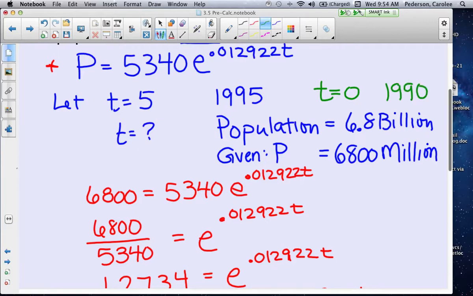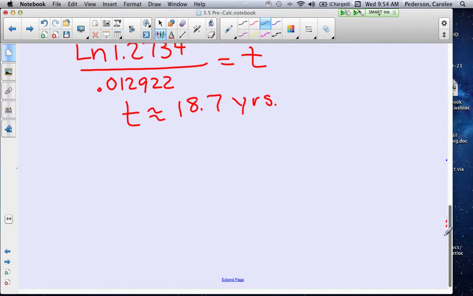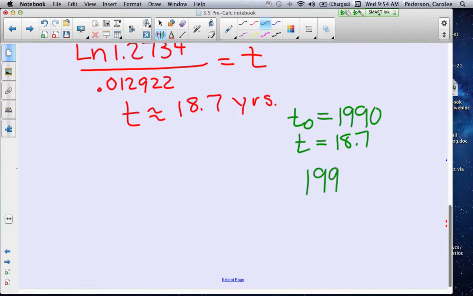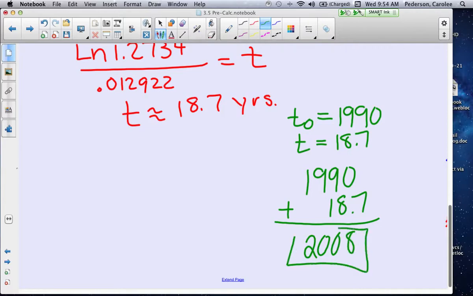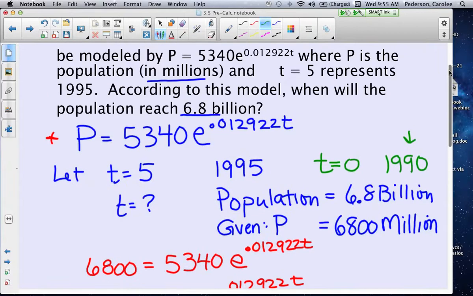So now my t equals 18.7. How do you find out the time? I would start with 1990 and add 18.7 years. So when t equals 0, that was 1990, and we had time equaling 18.7 years, so we add those, 1990 plus 18 more years. 2008. In the year 2008 is our answer. In about half a year, about 6-7 months, so in 2008, our population will be at that 6.8 billion.